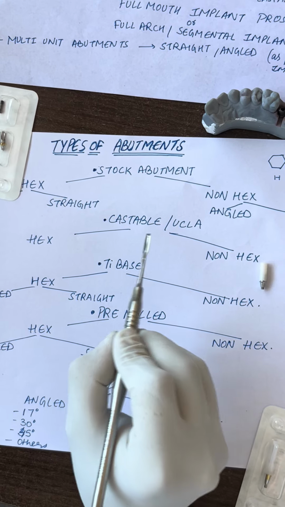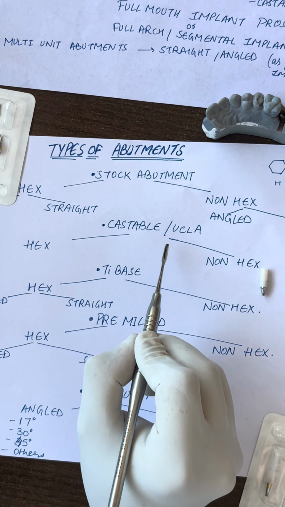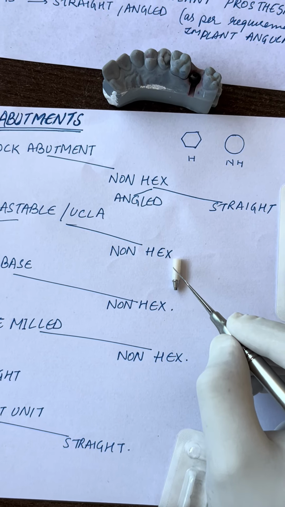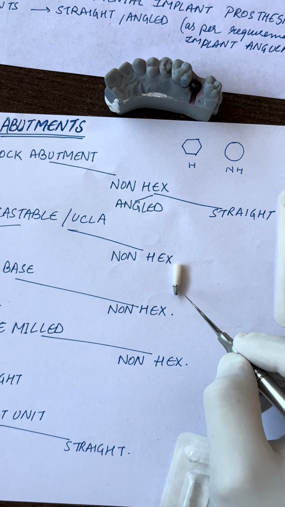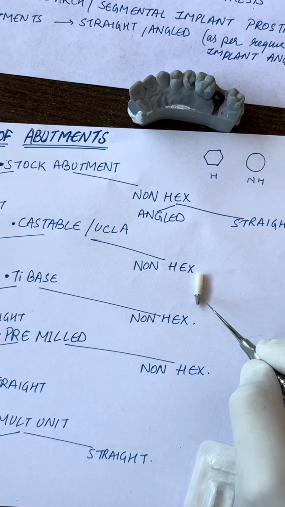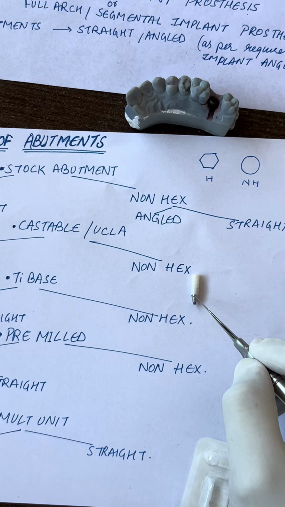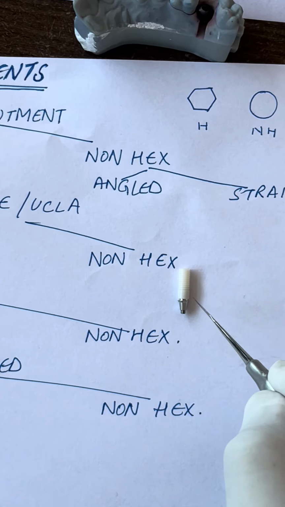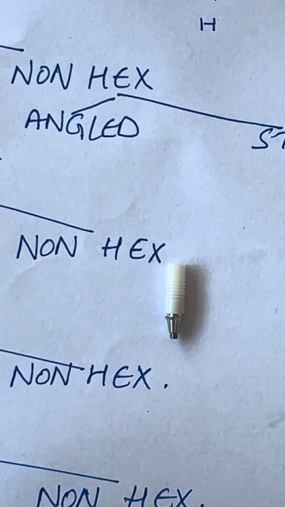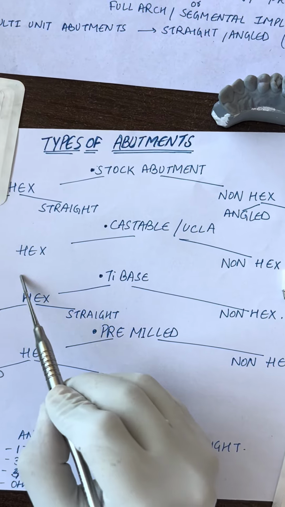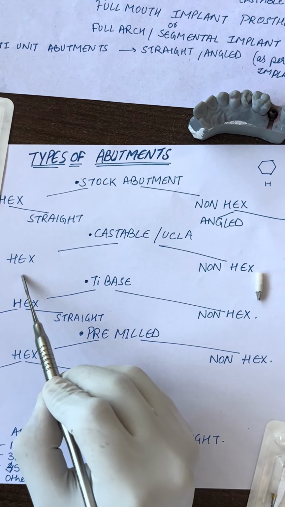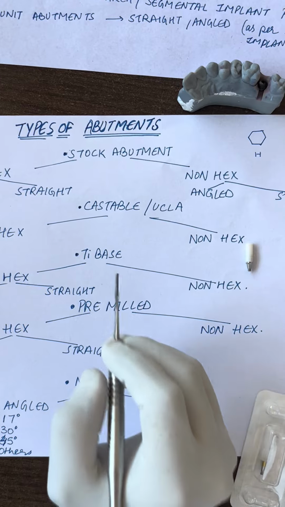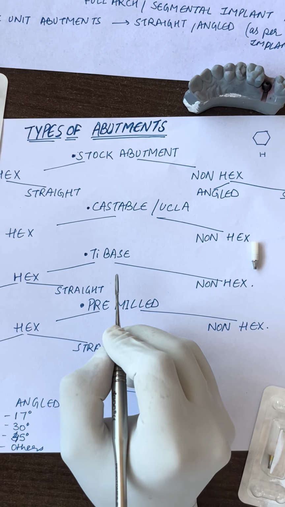Now let's talk about a different kind of abutment called the castable abutment, or UCLA. You see, this is a castable abutment. Here you will have a plastic sleeve on the metal structure. This metal structure will have a precise fit in the implant, and this plastic sleeve will be used for casting the crown or prosthesis over it, right? So castable or UCLA abutments can be hex, if they have that polygonal shape at the bottom, or they can be non-hex, right?